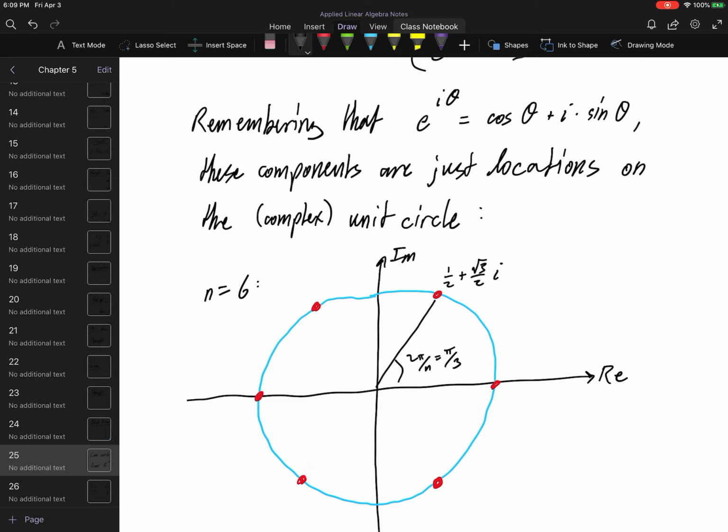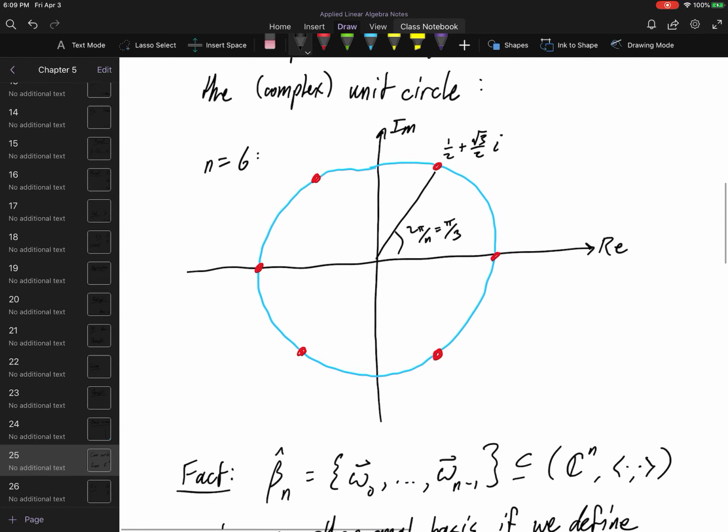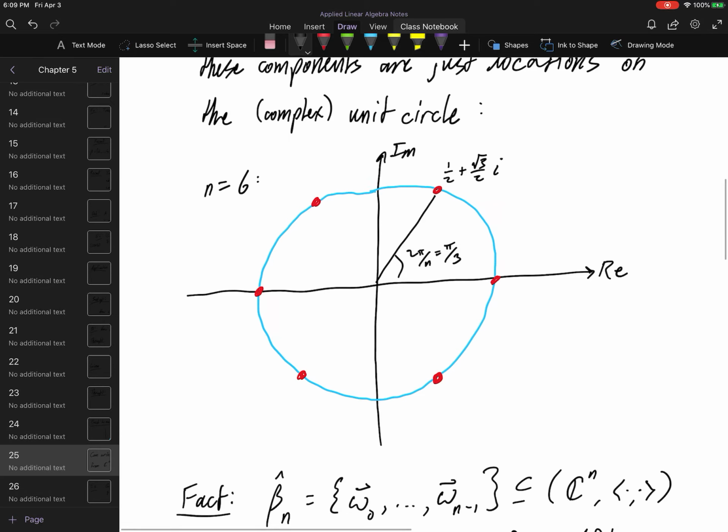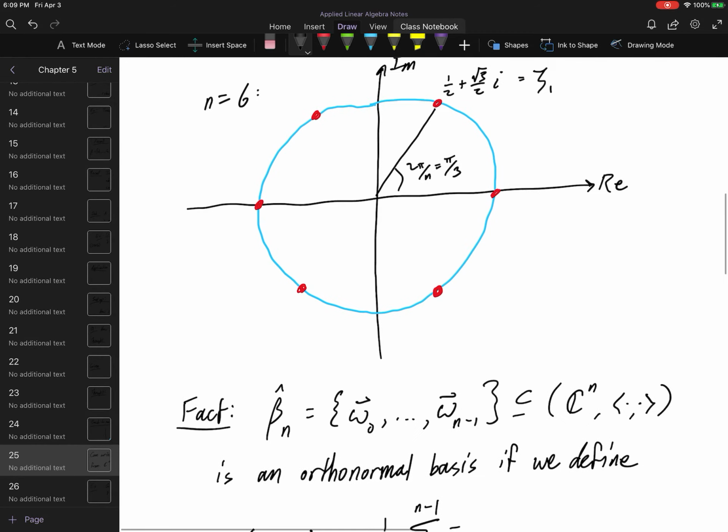Okay, so because we're thinking of these locations as angles, they're equally spaced along the complex unit circle. It turns out that if I use any one of these, I can call this one a zeta, and we'll come back to that notation in a second.